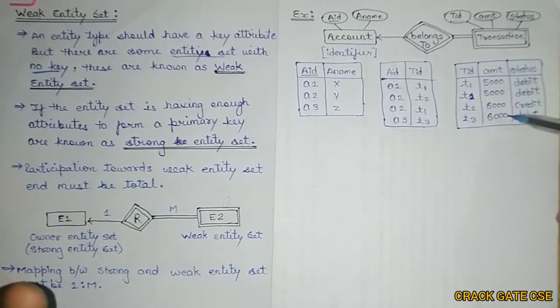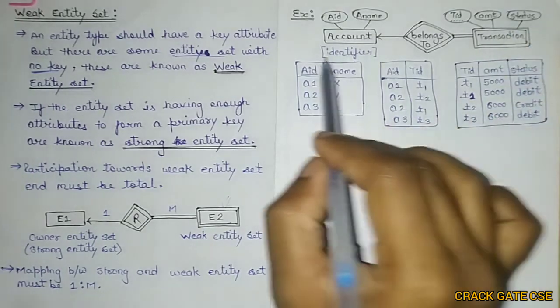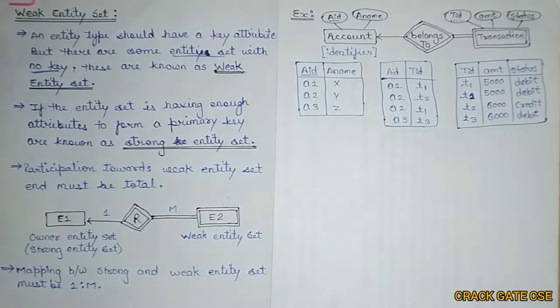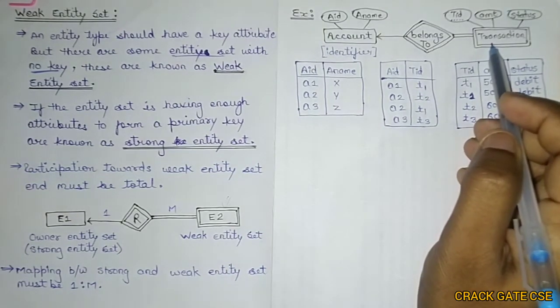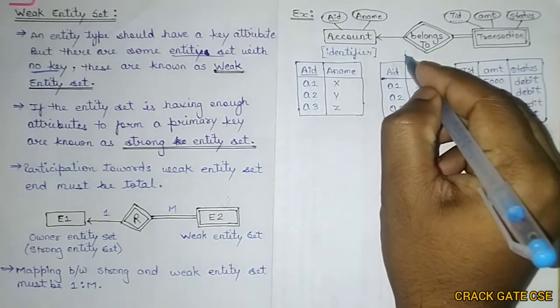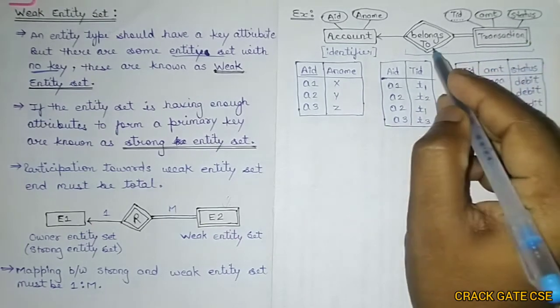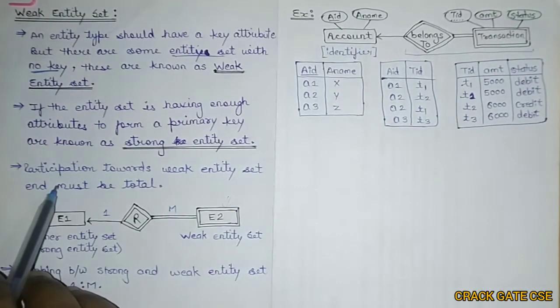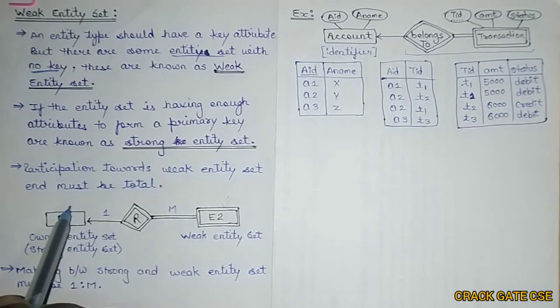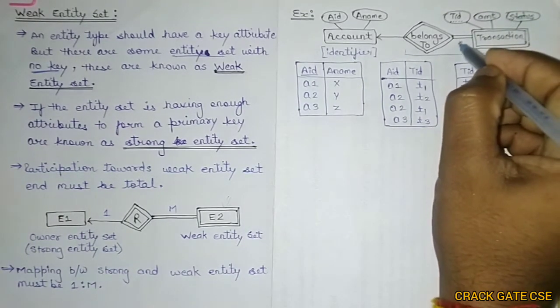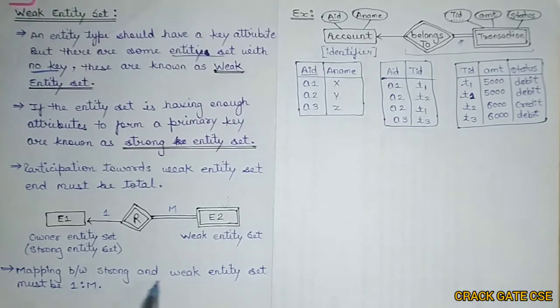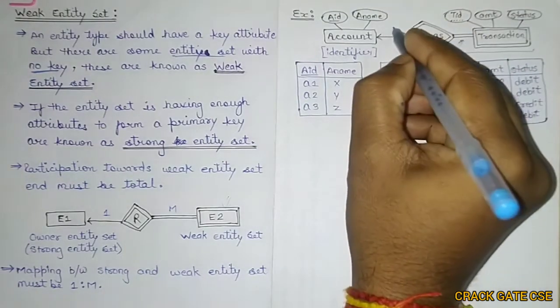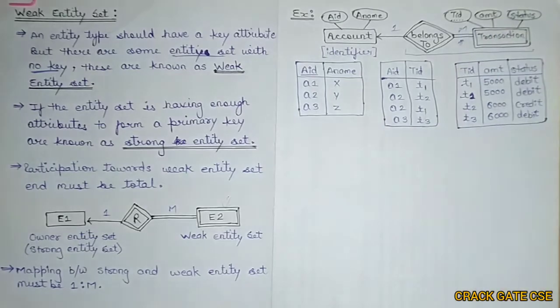So these are the details of this transaction entity, and these are the details for this account entity. And if there is any weak entity set and a relationship, that should have total participation toward the weak entity set. So you can see that there is a total participation. Mapping between strong and weak entity set must be one to many. So you can see that this is one, this is many. Now, how to minimize these kinds of ER diagrams? If we are having any such ER diagram, then how can we minimize it?